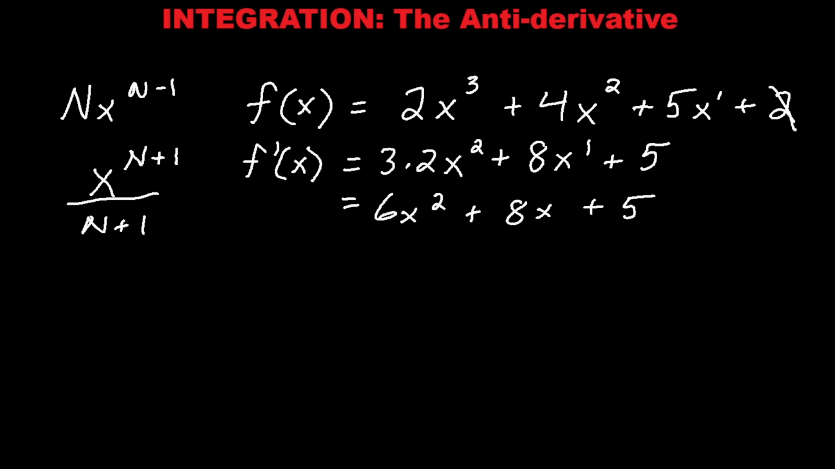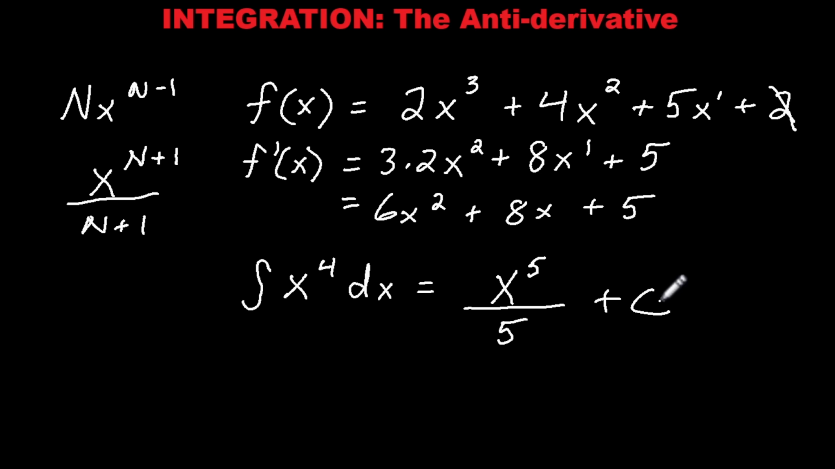So let's try it out on a few. If this is the symbol for integration, and I have x to the 4th power dx, I want to integrate this. Using this rule, I begin with x, I increase the power by 1. This gives me my n plus 1, and then I divide by that n plus 1. Since the derivative of a constant is 0 and doesn't come down, this may have had a constant, so we just put plus c here to indicate that a constant may have existed.